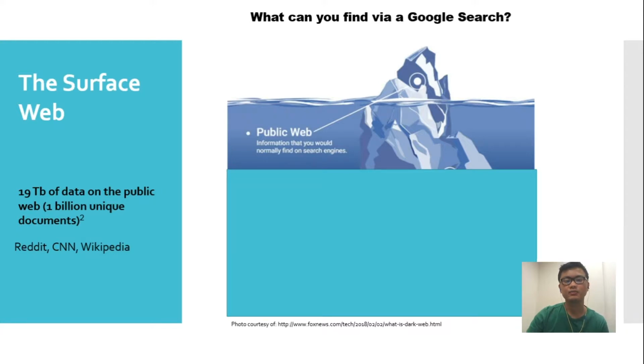Now that we understand how computers store information, we can understand the surface web and its magnitude. So the surface web is basically any information you can access via search engines like Google, Bing, or Yahoo. Websites like Reddit, CNN, and Wikipedia are all available on the surface web as they are available via Google search. About 19 terabytes of data are on the public or the surface web, with about 1 billion unique documents.